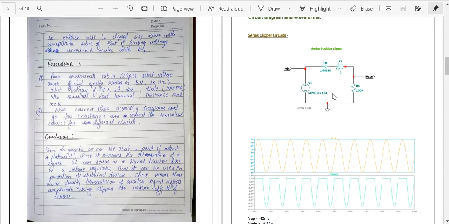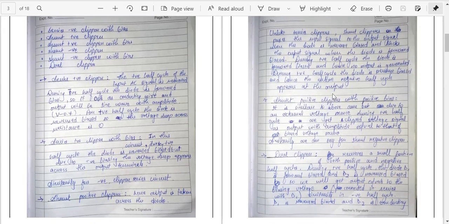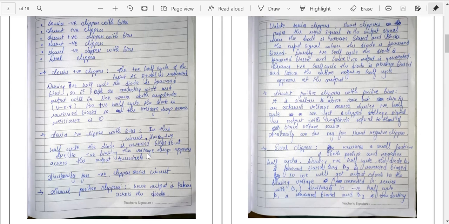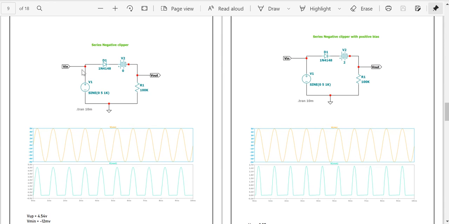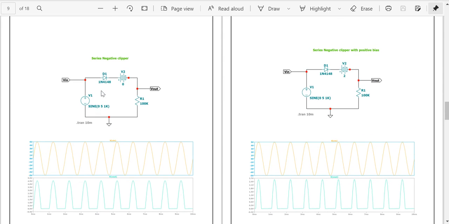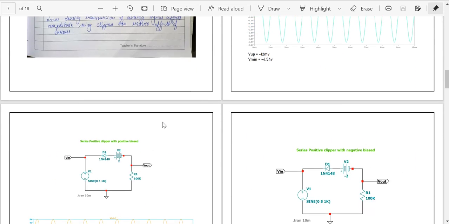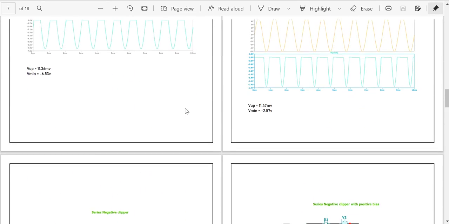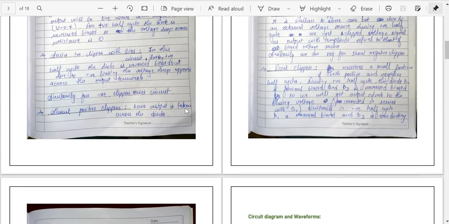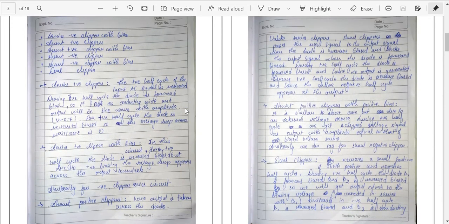Okay, then let us see the negative clipper circuits. Here I have also written about similar processes for negative clipper circuits. But in negative clipper circuits, only the position of the diode is interchanged. The P and N junctions are interchanged, and in this case the negative half cycle will be clipped, and the rest have a similar procedure. As we can see, here's the output for the negative clipper circuits, for zero bias, for positive bias, and for negative bias. We have simulated this in the LTspice software. Then I have written about the shunt clippers.